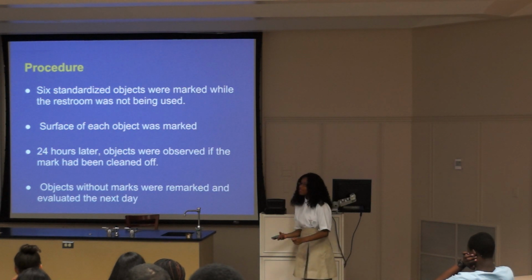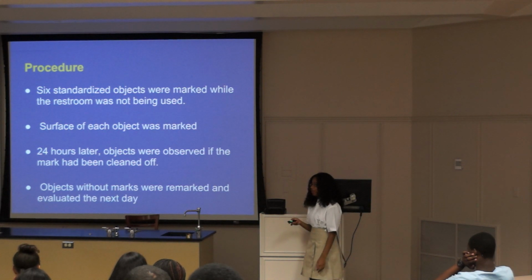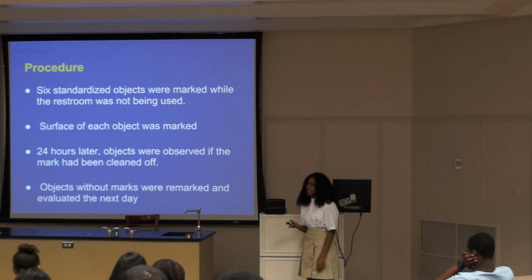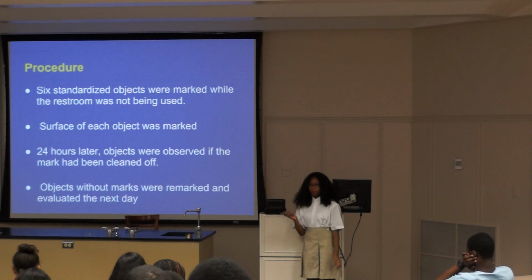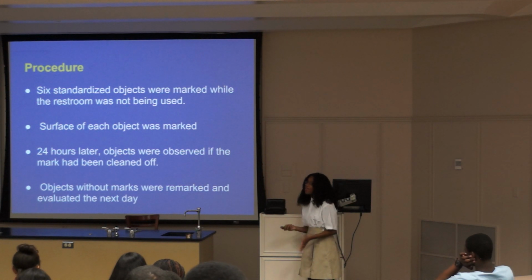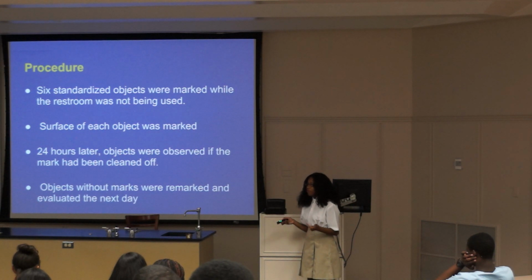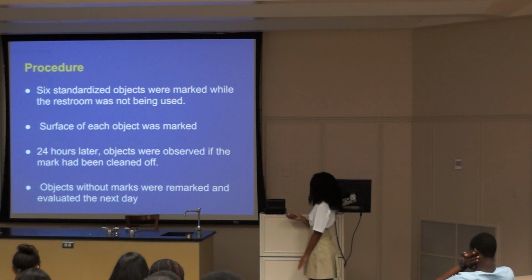So 6 standardized objects were marked, and then 24 hours later, they were evaluated to see if the mark had been cleaned off, and this indicated that the bathrooms had in fact been cleaned. And then if the mark was cleaned off, then they would mark it again and reevaluate it 24 hours later again to see if the bathrooms were cleaned on a daily basis or if there were periods of time where the bathrooms were not cleaned.